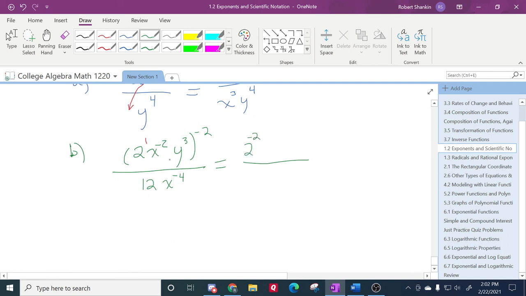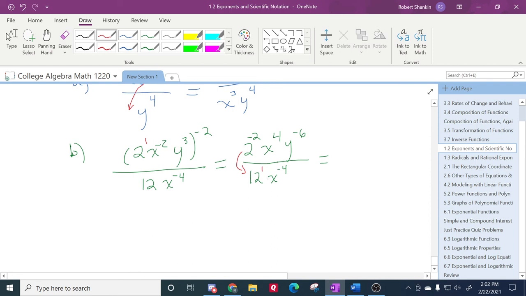The 1 and the negative 2 multiplied. X, power to a power, multiply. Negative 2 times negative 2 is positive 4. Y, power to a power, multiply. Negative 6. All over 12 x to negative 4. Now I might put this, that 12 really had a 1 on it.